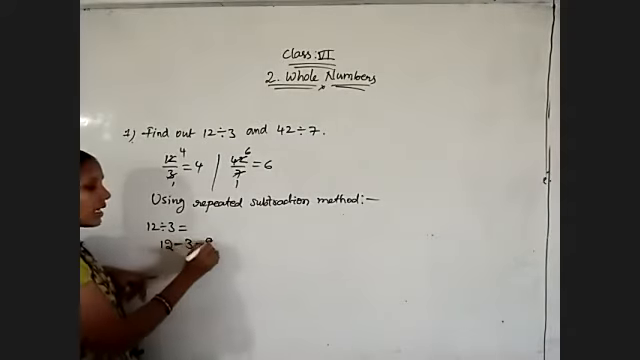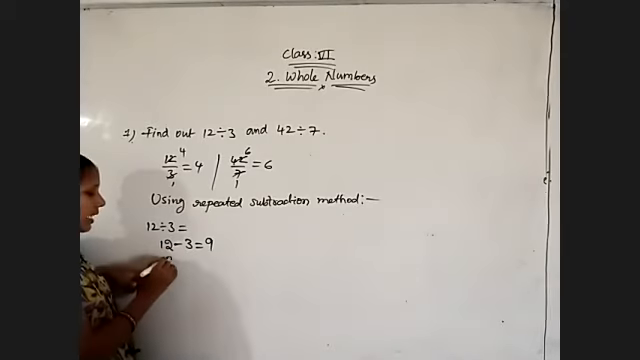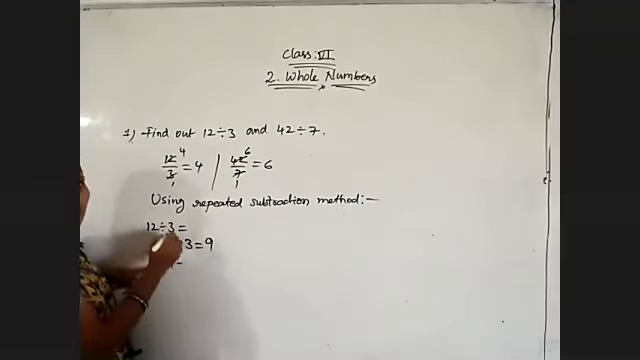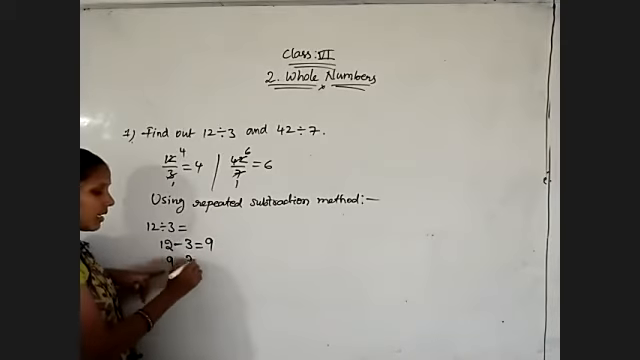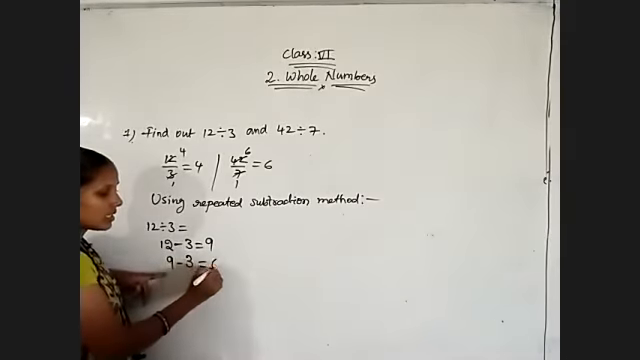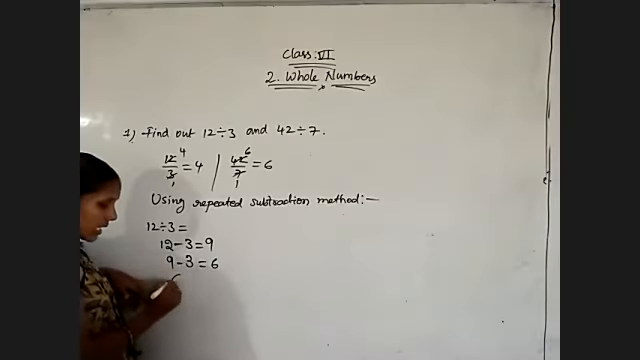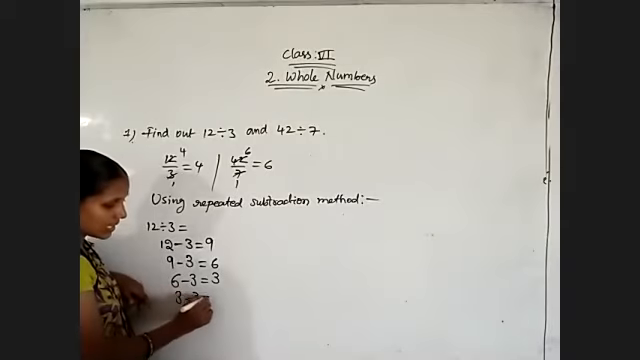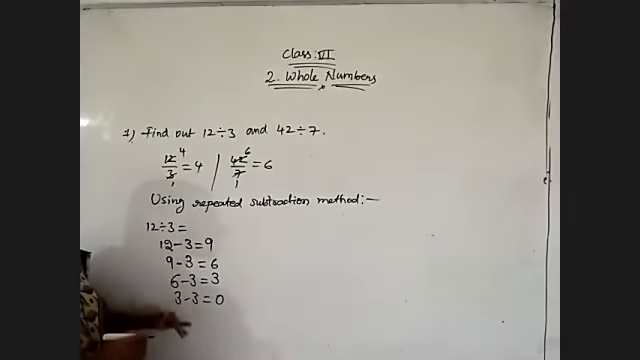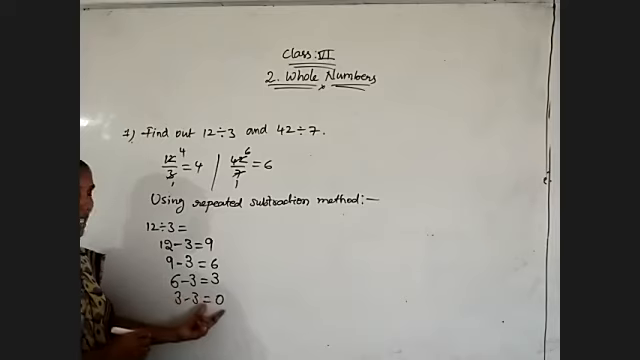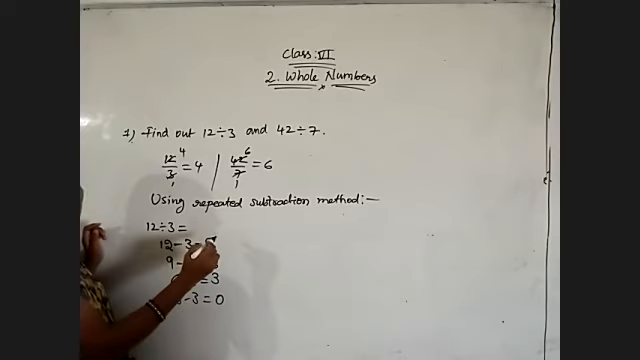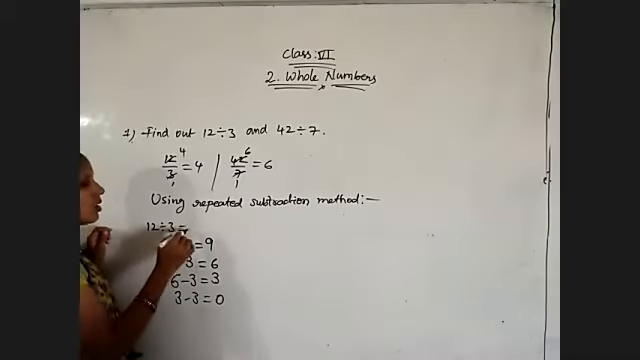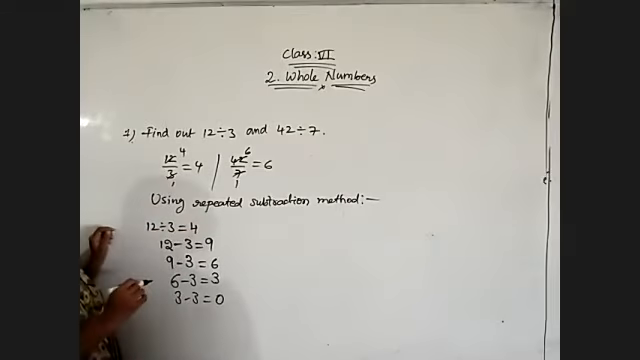12 minus 3 is 9. Whatever result you got, take that number as the first one, minus the same divisor, that is 3. So 9 minus 3 is 6. Now 6 minus 3 is equal to 3. 3 minus 3 is equal to 0. We continue this process till we get 0. Now how many times did we repeat this process? 1, 2, 3, 4 times. So 12 divided by 3 is equal to 4.